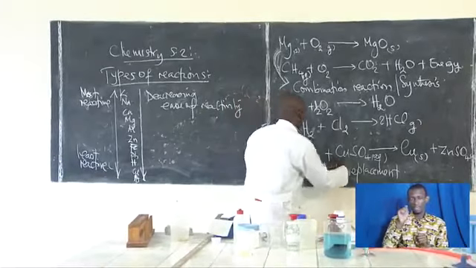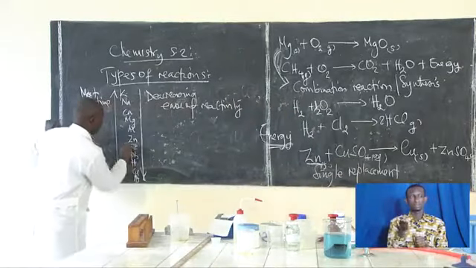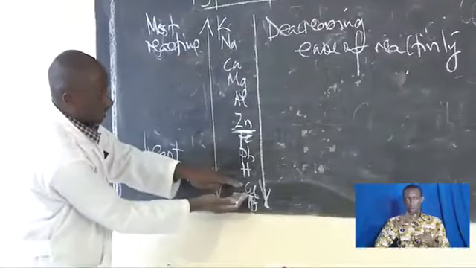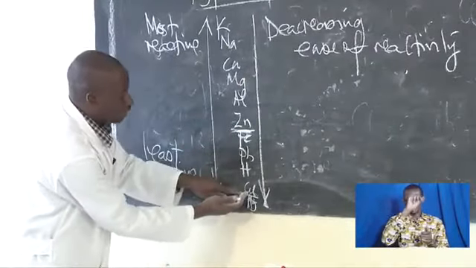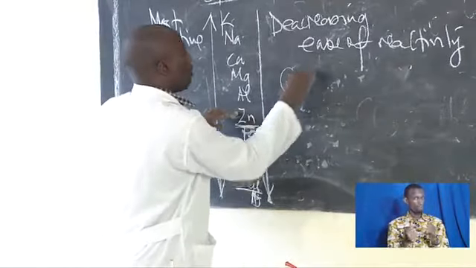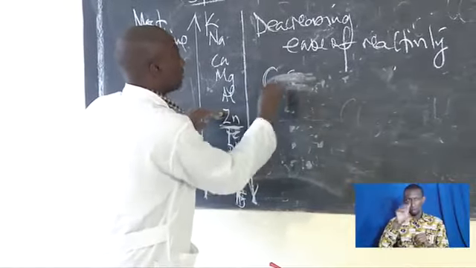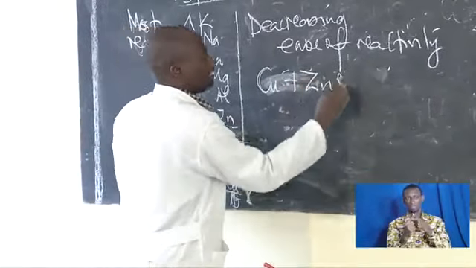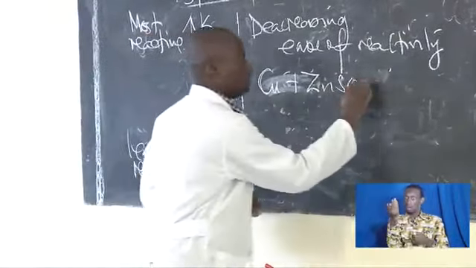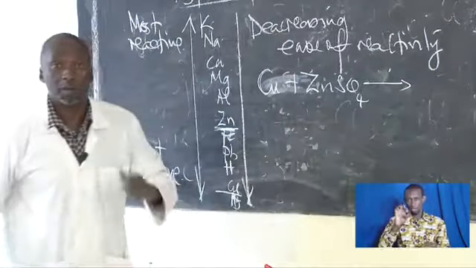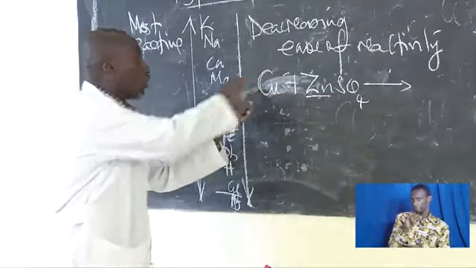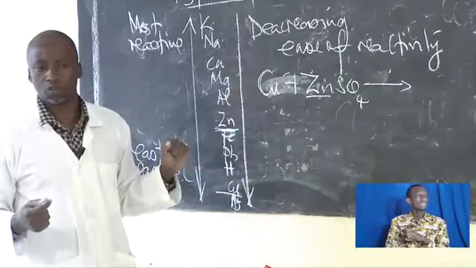If I use zinc and copper as an example, it means that zinc is more reactive than copper, and therefore this reaction can take place. But if you have, for example, copper sulfate reacting with zinc, giving copper plus zinc sulfate, that is just an example. This reaction won't take place. Why? Because zinc is more reactive than copper, so copper cannot displace it from its solution.